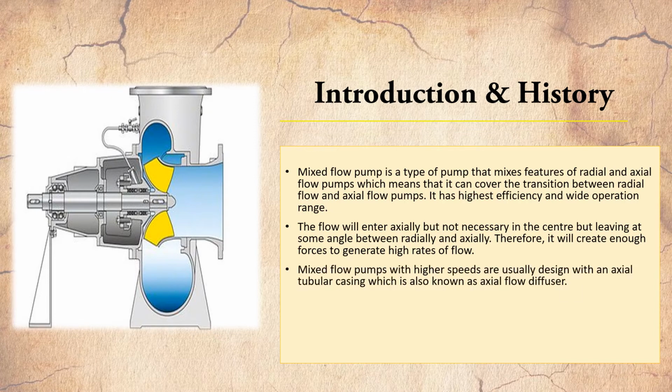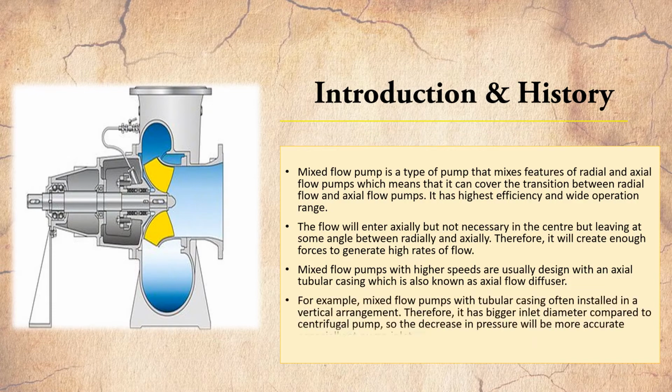Mixed flow pumps with higher speed are usually designed with an axial tubular casing, which is also known as an axial flow diffuser. For example, a mixed flow pump with tubular casing is often installed in a vertical arrangement. Therefore, it has a bigger inlet diameter compared to a centrifugal pump, so the decrease in pressure will be more accurate, especially at the pump inlet.